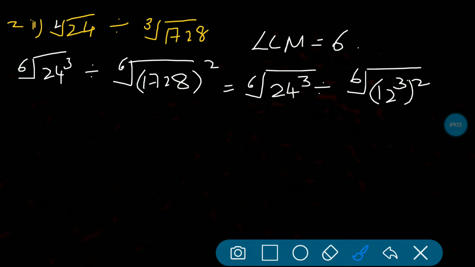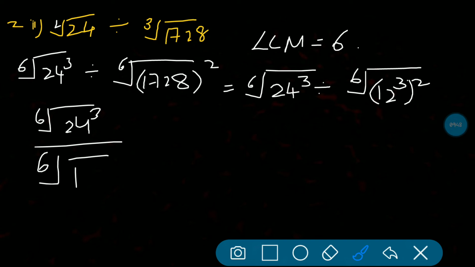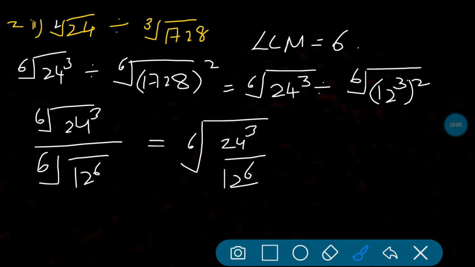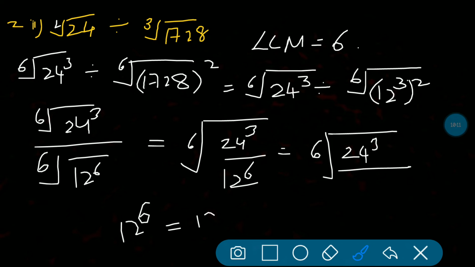Now what we are going to do is, this 3 multiplied by 2 you have to do here, which is nothing but 6. So 6th root of 24 cube divided by 6th root of 12 power 6. Now this we all know. Now you can take that root totally, so 24 cube divided by 12 power 6. That is also okay. Now 6th root of 24 cube divided by, now 12 power 6, I can write it as 12 power 3 multiplied by 12 power 3.